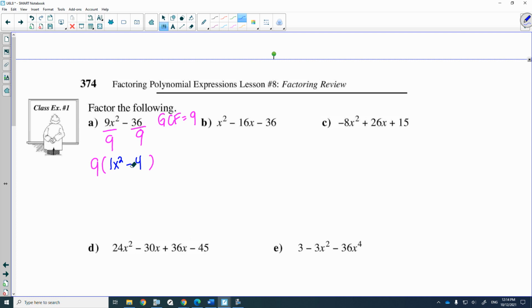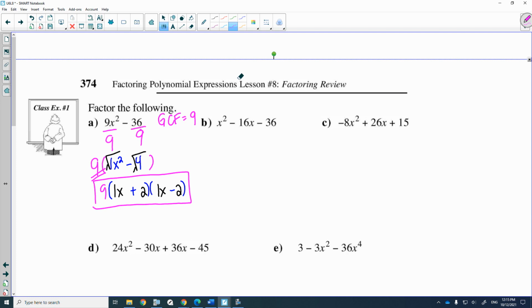So you would set up your 2 brackets and you would say, what's the square root of 1x squared? 1x. Because remember the square root of 1 is 1. What's the square root of 4? It is 2. One factor would get a positive and one would get a negative. It does not matter which. And then you would bring your 9 down. And you'd box that in. This would have been worth 3 marks.